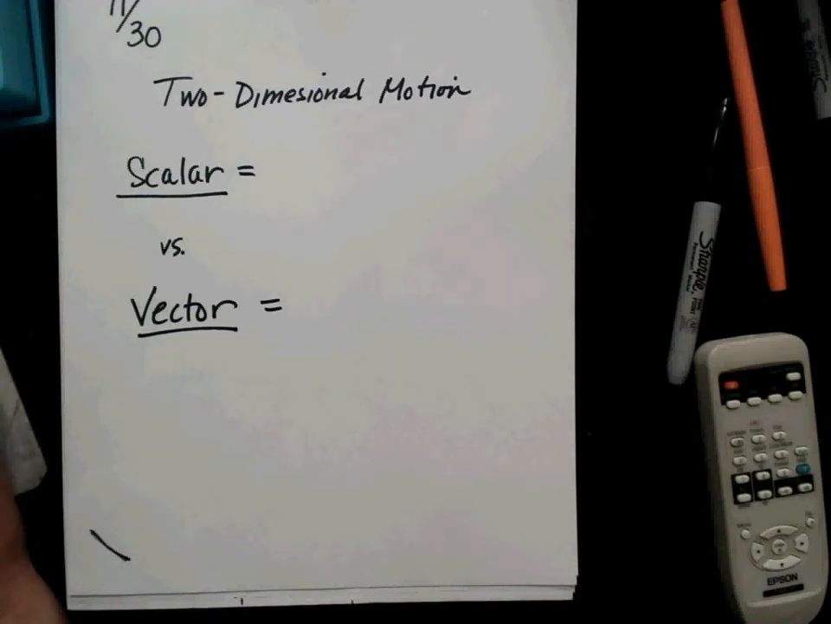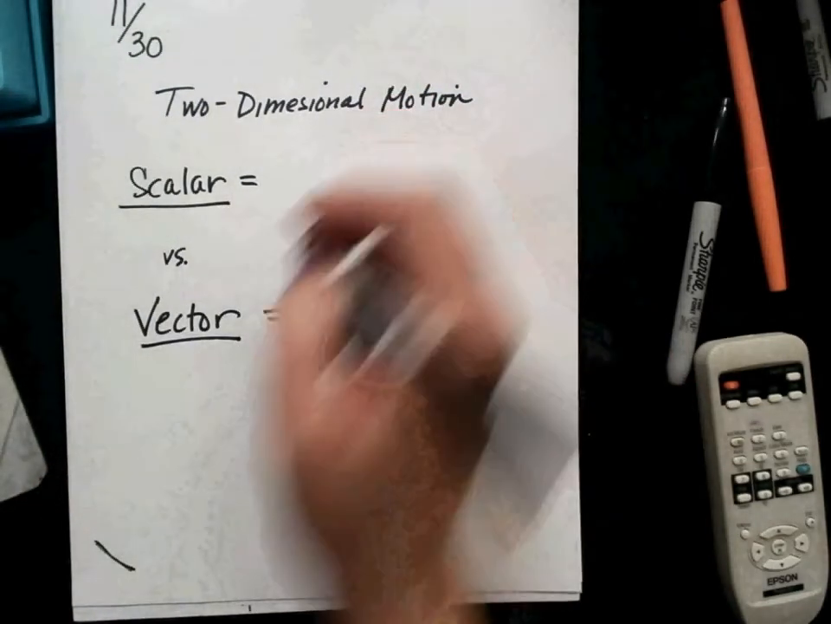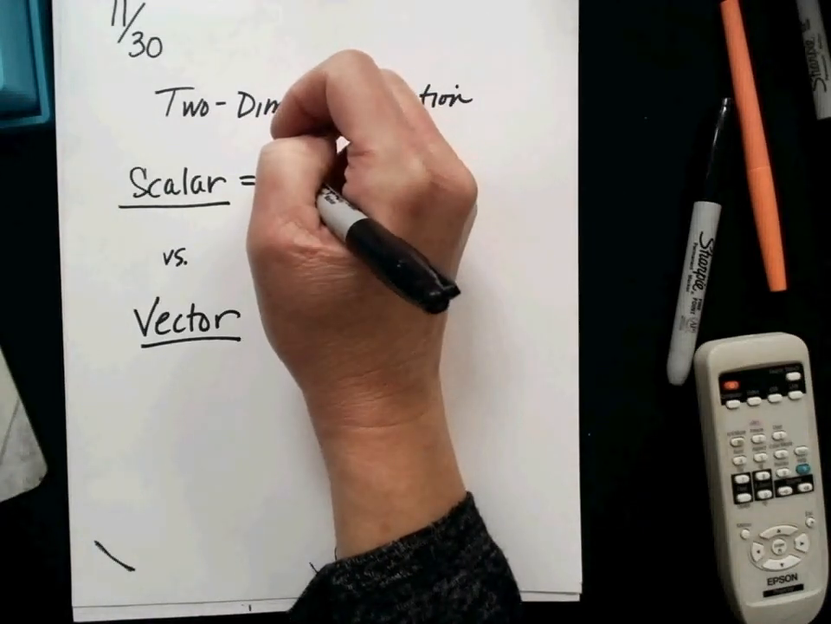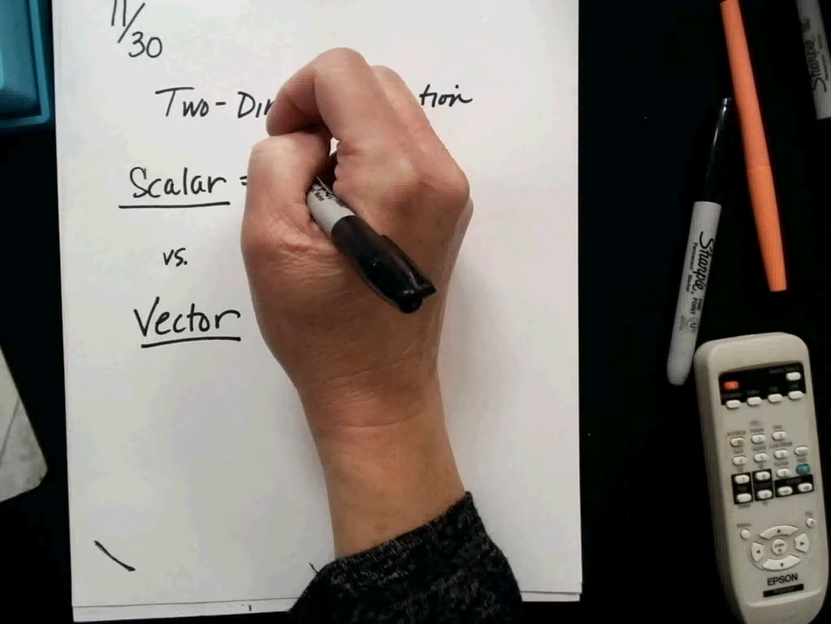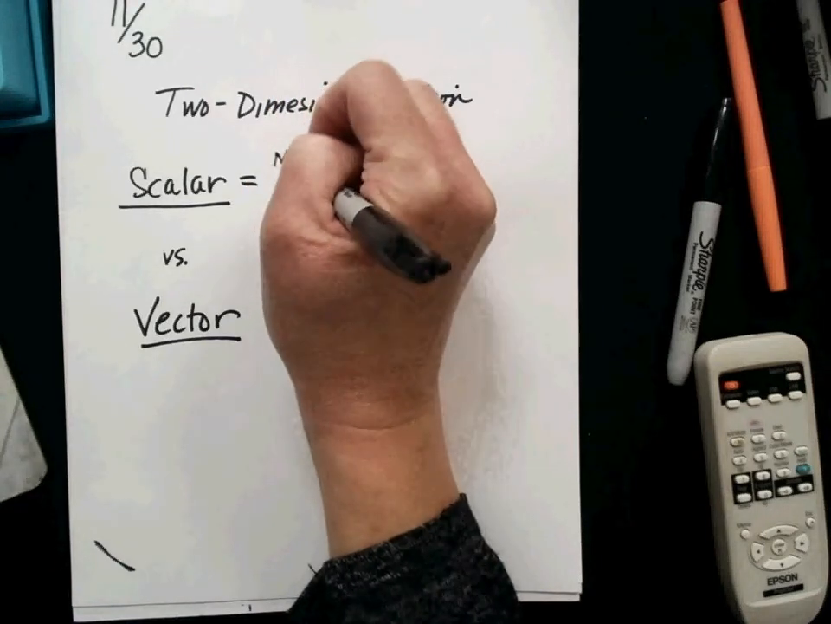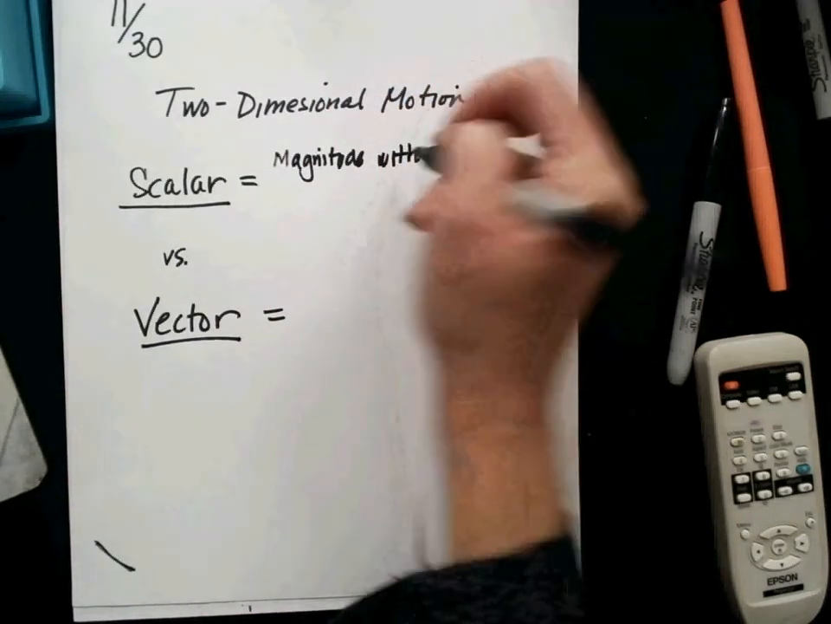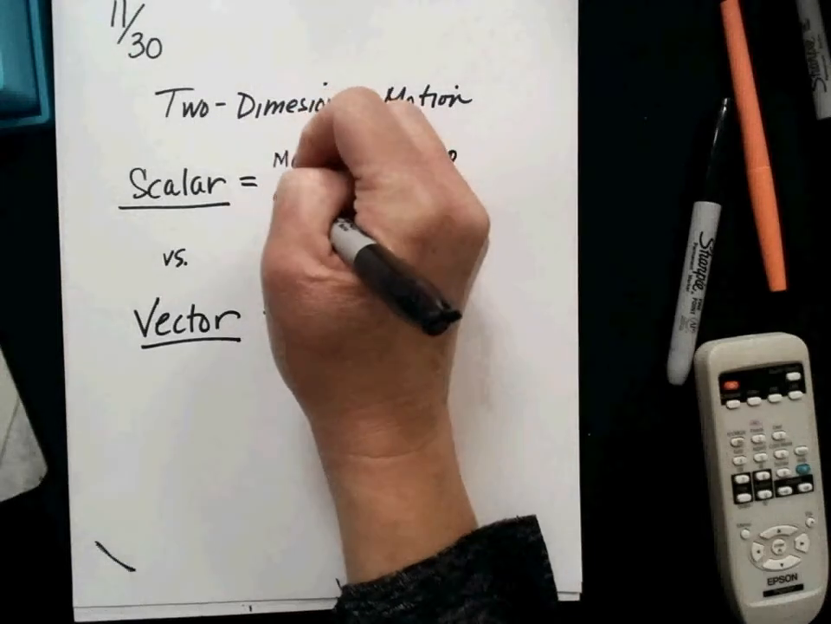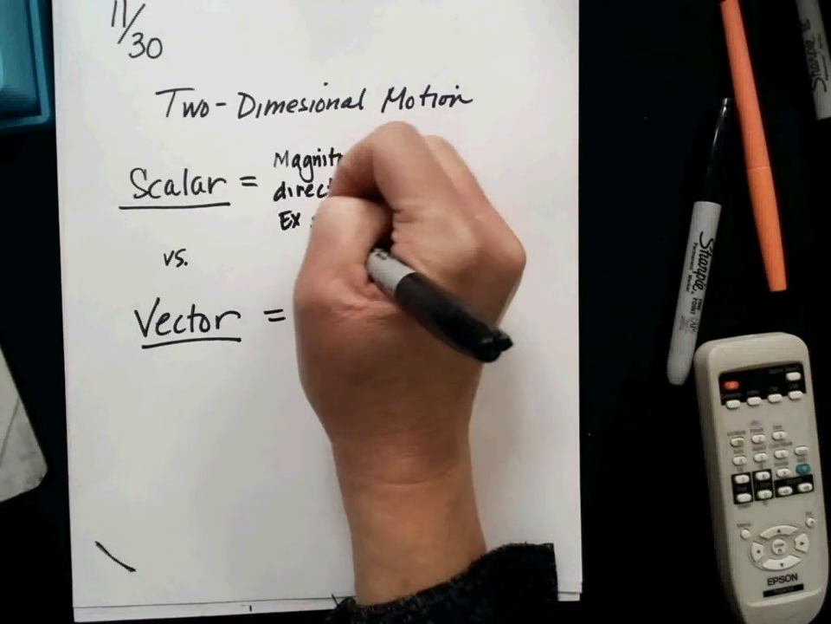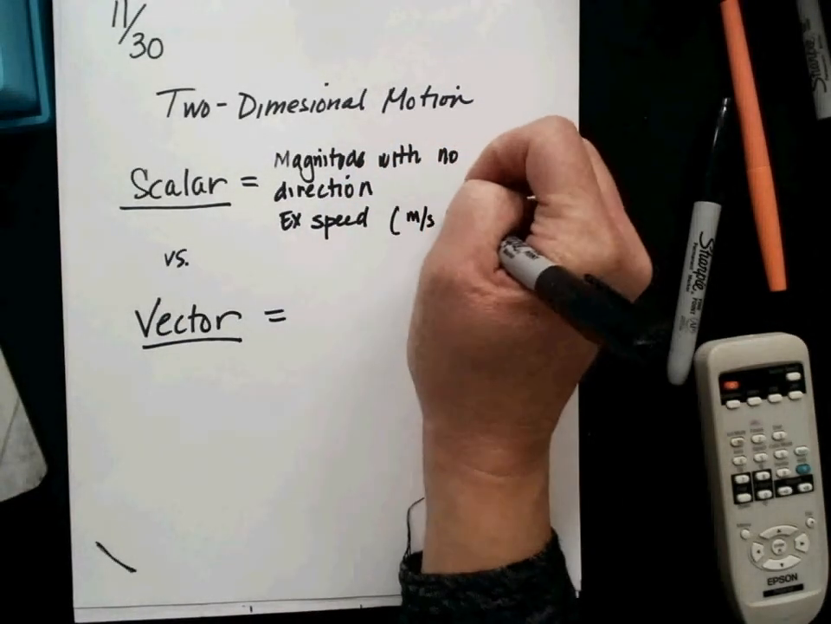Okay, so Nathan, read me something you have written down about scalar. I said it's without direction. Speed without direction. What's a better word we can use, Celia? A magnitude with no direction. And I'm going to use your example, Nathan, of speed. So that's just like meters per second or kilometers per hour.